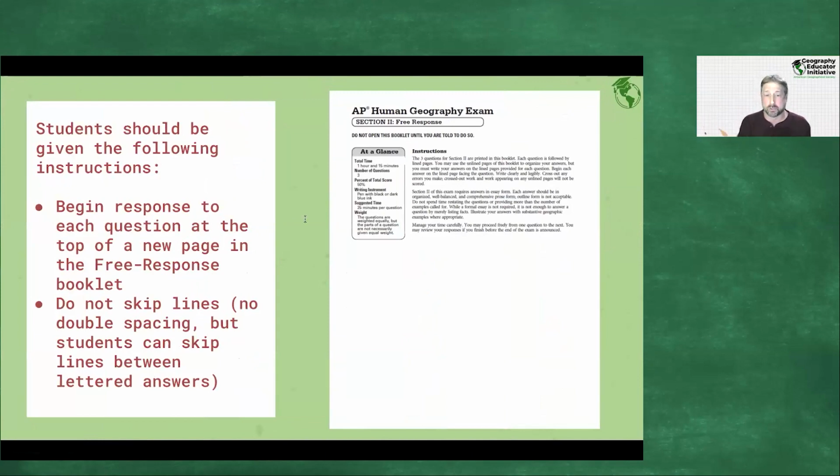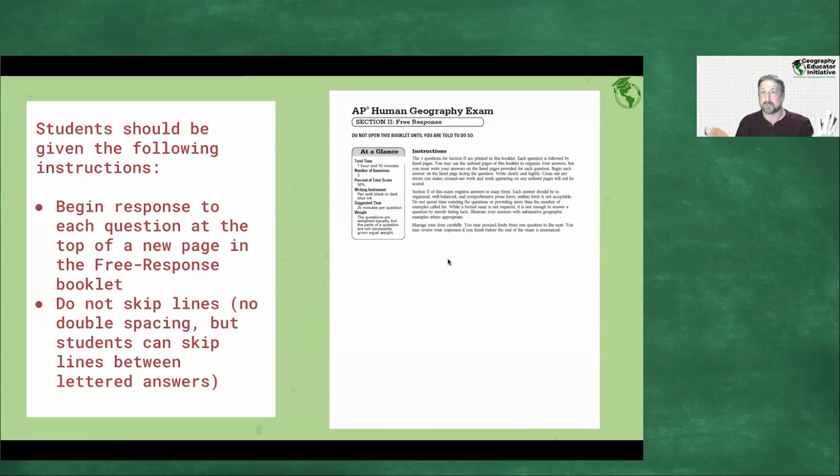They will be told, do not skip lines. Students freak out. They're like, what is that supposed to mean? Don't skip lines. What that really means is, like in English class, sometimes they'll write a sentence and then skip a line, or write another sentence, skip a line. They're told not to do this.